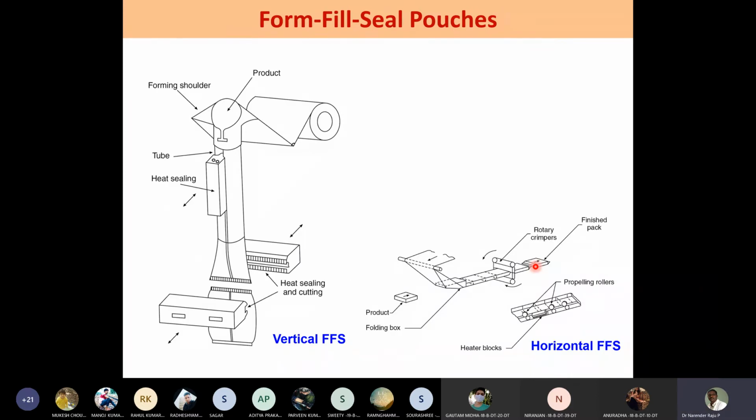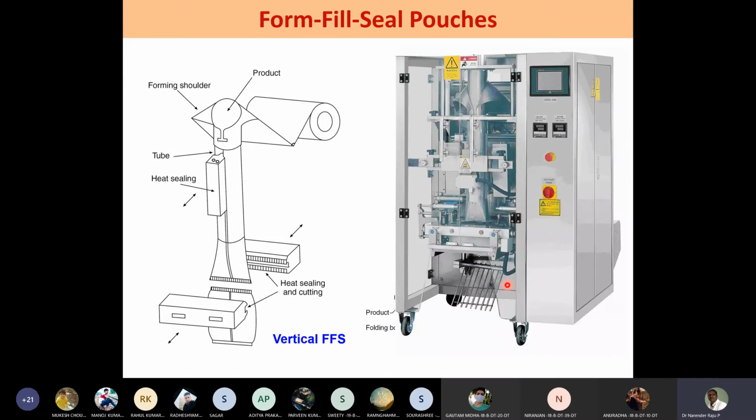There's a simple form fill seal machine. Here is how film is mounted in a vertical form fill seal machine, and here it is in a horizontal FFS machine. You can see that the vertical one is very common.